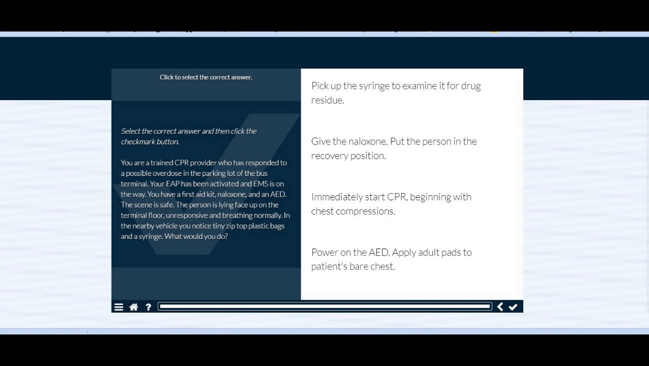The scene is safe. The person is lying face up on the terminal floor, unresponsive, and breathing normally. In a nearby vehicle, you notice tiny zip-top plastic bags and a syringe. What do you do?